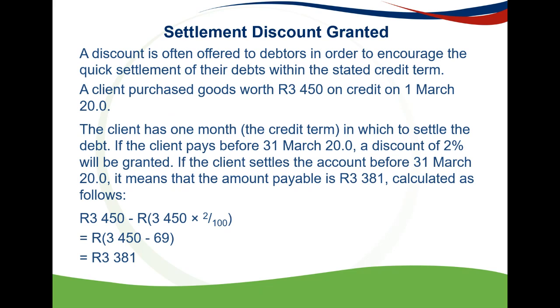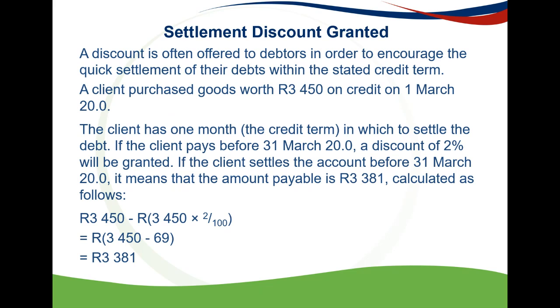Now, when a debtor settles his account and he does it within a certain period, less than what the credit terms in the credit contract with that debtor specifies, then normally a business will give such a debtor a settlement discount, and that we call settlement discount granted in the books of the selling entity.